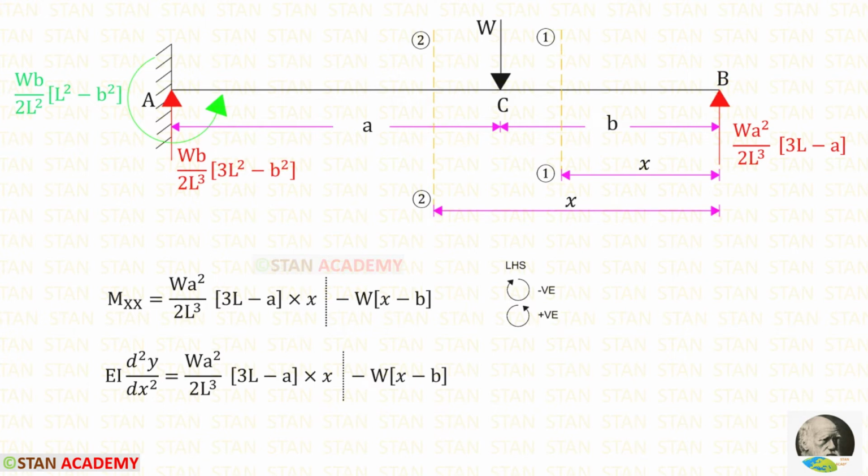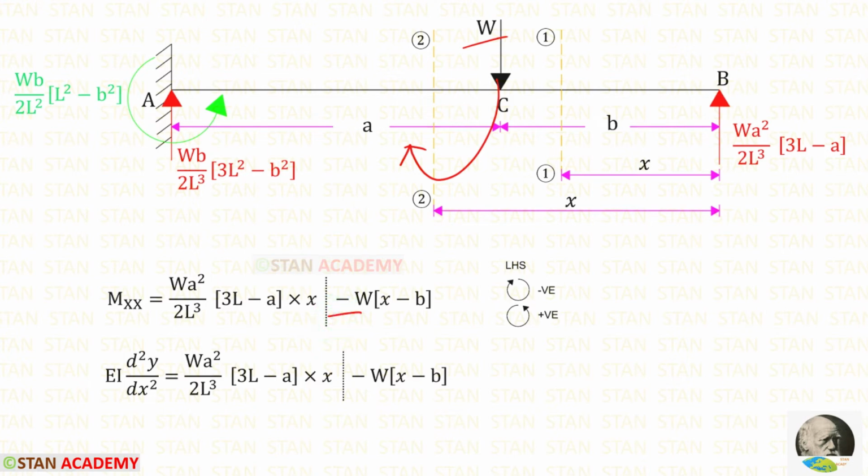Now let us find the moments in the sections. We are going to find the moments about the sections from the point B. In this case, we are moving towards the left hand side. Clockwise will be negative and anti-clockwise will be positive. RB is acting in the anti-clockwise direction so that it will be positive and the distance is x. The point load W is acting in the clockwise direction so that it will be negative.